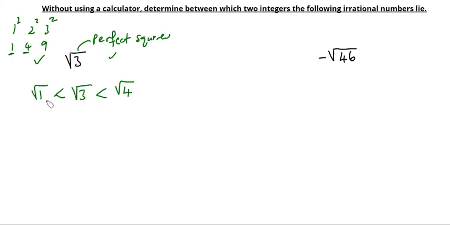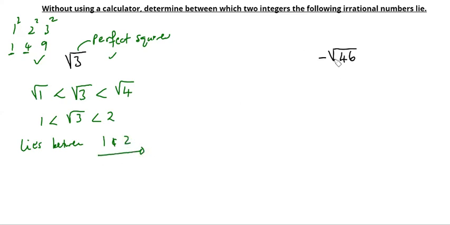Now, the root of 1 is 1, so it's going to be less than the square root of 3, which is less than the square root of 4, which is 2. So it lies between 1 and 2. That's our answer there.